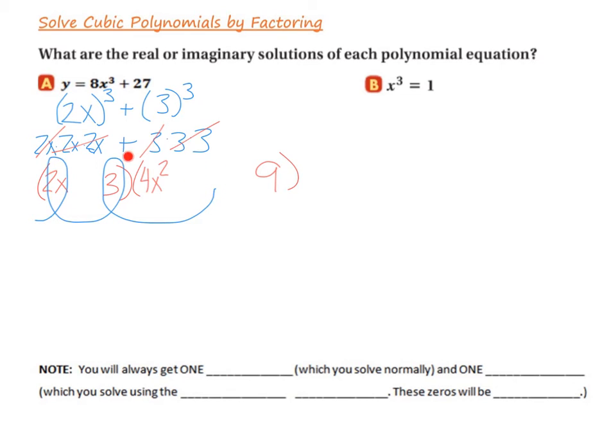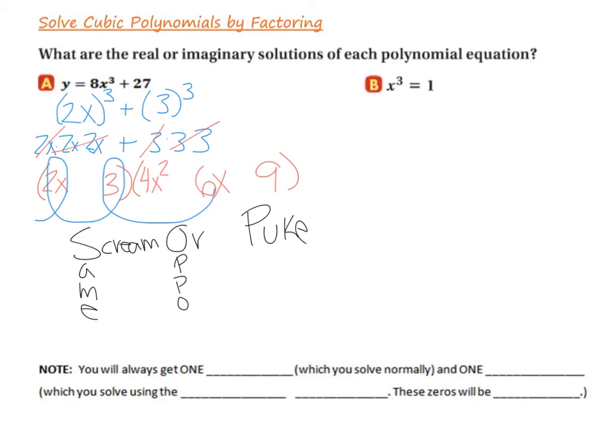So we take 2x times 3, and that gives us whatever goes here. So 2x times 3 is 6x. And the last thing I need to do is figure out what the operations are, if it's a plus or a minus. So when we are going on a roller coaster ride, there are two things that we do. On a roller coaster ride, we can scream or puke. Okay, scream or puke. And those actually stand for same, opposite, and plus.